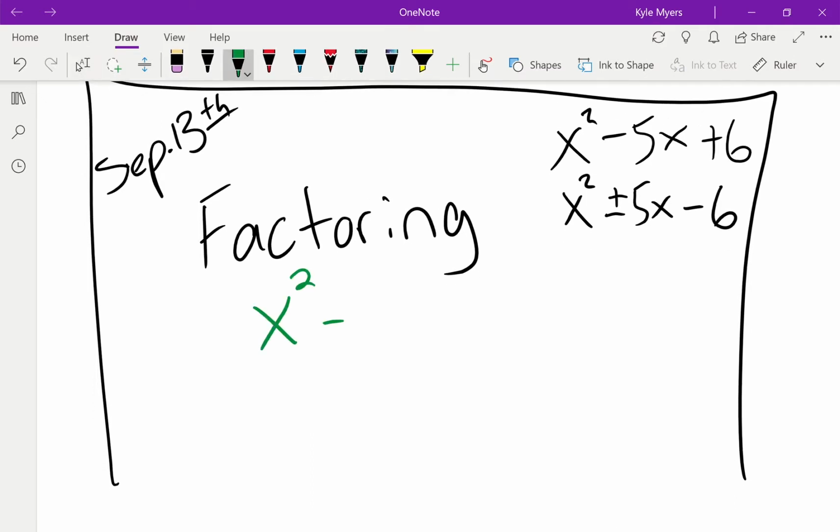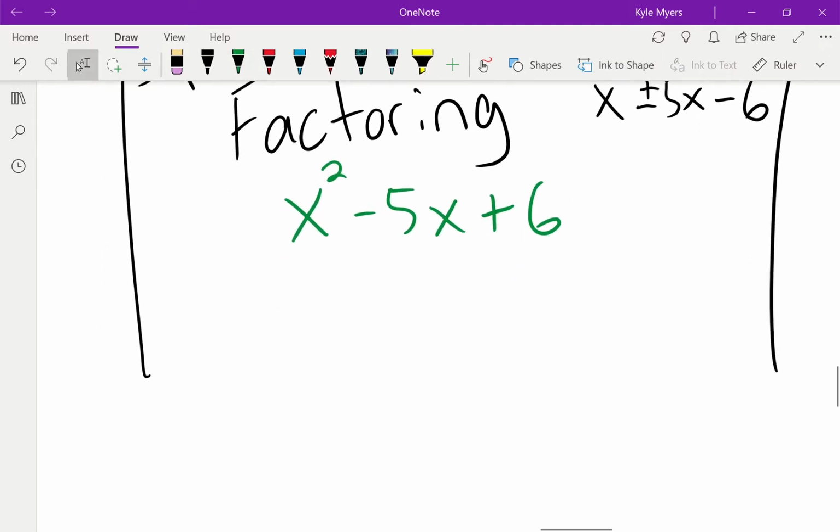So x squared minus 5x plus 6. There's nothing in front of x squared other than a 1, so I can just focus on this last number. I need two things that multiply to give me 6, and they have to add to give me 5. Why add? It's add or subtract if you want to generalize factoring. Generally speaking, the last number has to add or subtract to give you the middle number.